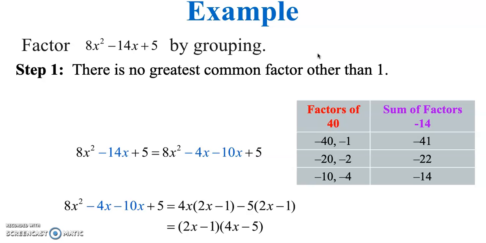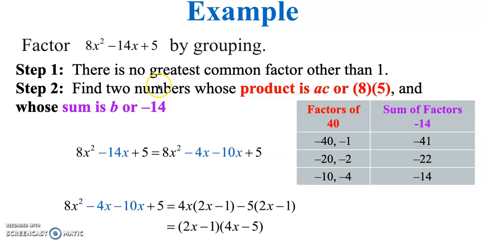That's what I want to make sure of, because if there's a greatest common factor, I'm going to do factoring with a greatest common factor, like the previous slide. Since there is not one, I can do factor by grouping. So I need to find 2 numbers whose product is a times c, or 8 times 5, and whose sum is b, which is negative 14. So I'm looking for factors of 40 whose sum is negative 14. The steps from here on out are exactly like the steps we did previously. I'm looking for factors of 40, because I have a positive in the back and a negative in the front.